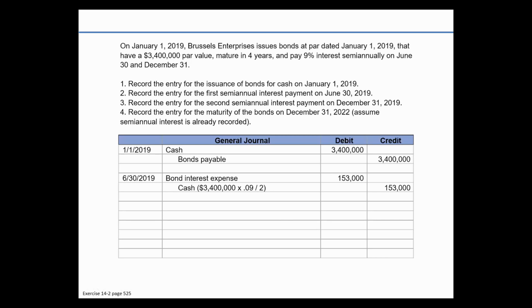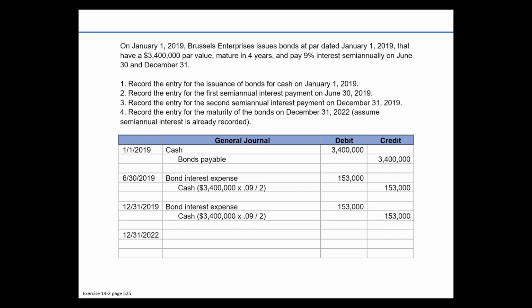9% is the annual rate, but you're going to pay it out over 6 months of it, and then 6 months of it. So you do that. And you can do the same thing for the second payment in December: you would debit the bond interest expense $153,000, credit cash $153,000.